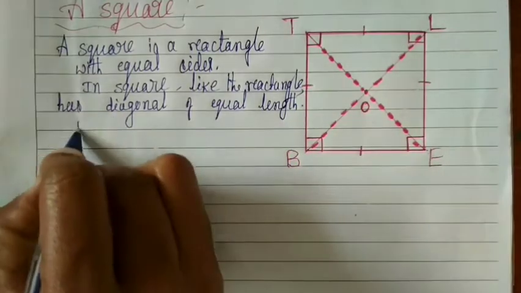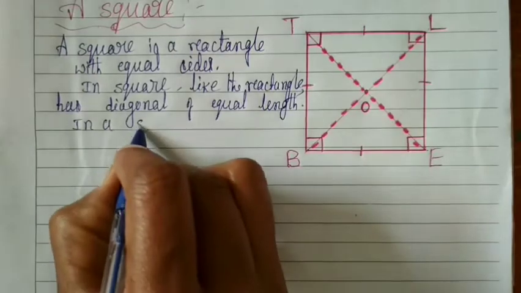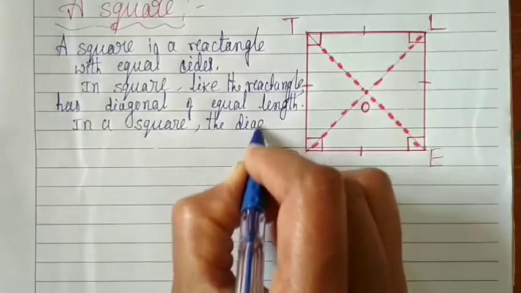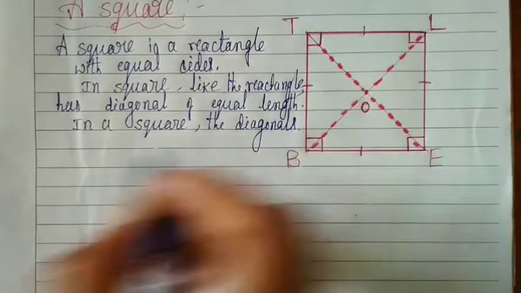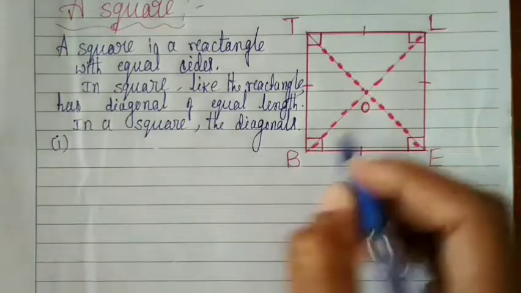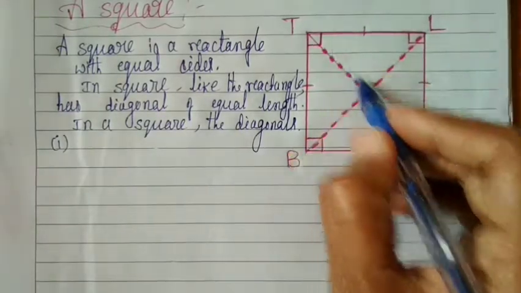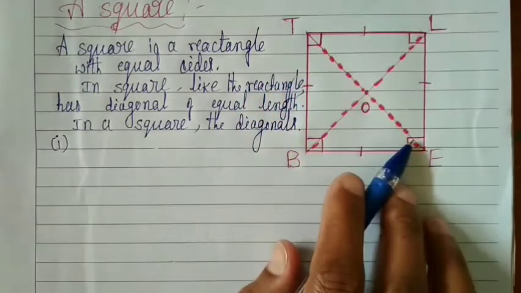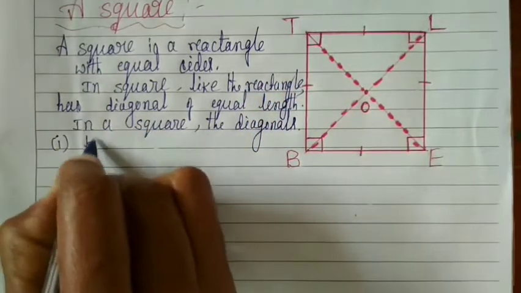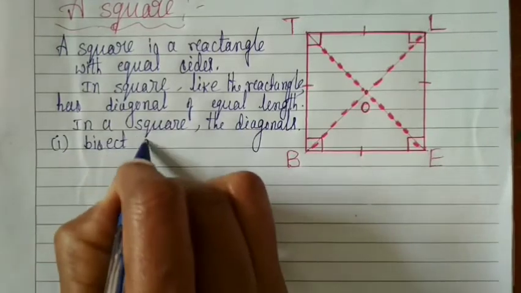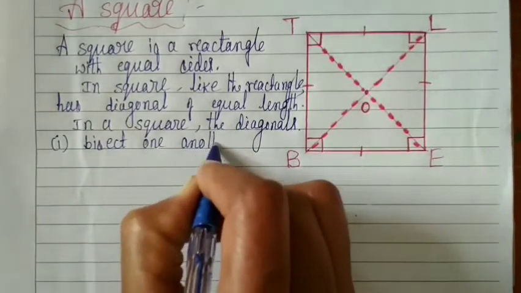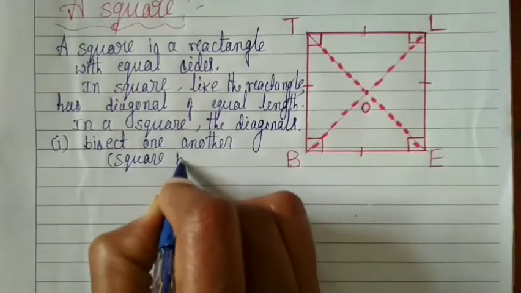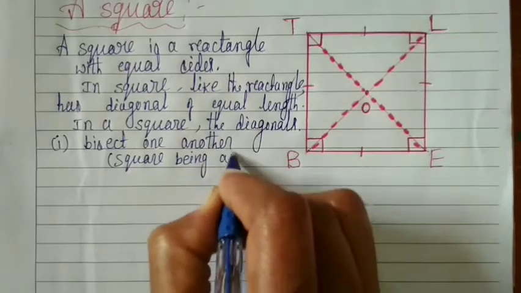So, in a square, look at the diagonals. First one: the diagonals bisect one another, because a square is a parallelogram.